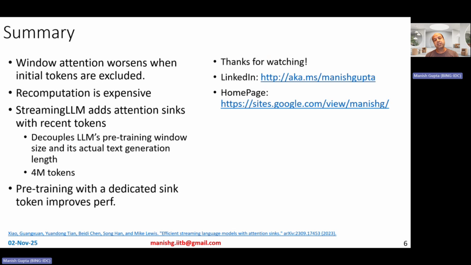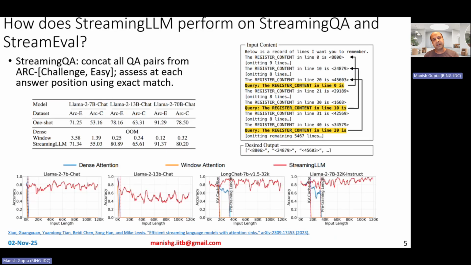StreamingLLM essentially adds attention sinks with recent tokens, and that's a super simple idea, but the effect is really awesome. It decouples the LLM's pre-training window size and its actual text generation length. It performs really awesome, even with 4 million tokens. Pre-training with a dedicated sink token improves performance, right? Although I would think that in this paper, the pre-training idea is sold a little more.